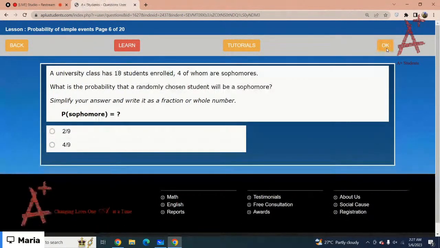Okay, our university has 18 students enrolled, 4 of whom are sophomores. What is the probability that the randomly chosen student will be a sophomore? Which is the correct option? It would be 4 over 18. Got it? And when you write the answer in simplified form, you have to divide them by 2. It would be then 2 over 9. The correct option is 2 over 9.